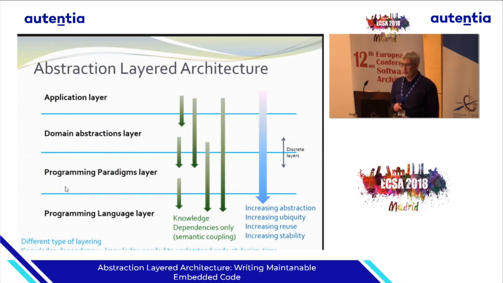So, for example, you cannot understand the code that we had in the user story without knowing about the abstractions in the domain abstractions layer. So this is the main constraint in the architecture. You're only allowed these knowledge dependencies, also called semantic coupling. The abstraction level increases as you go down, so that you've got dependencies on more abstract, more stable, more reusable things as you go down.